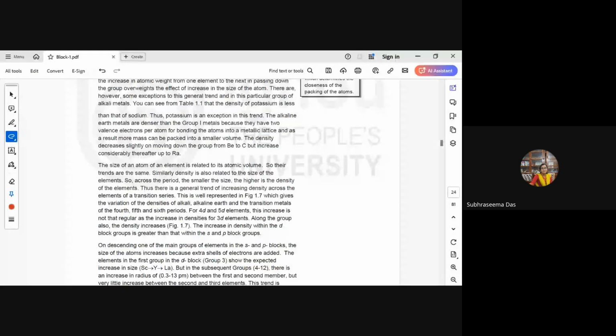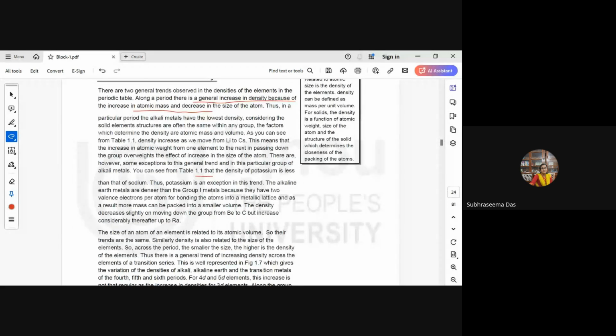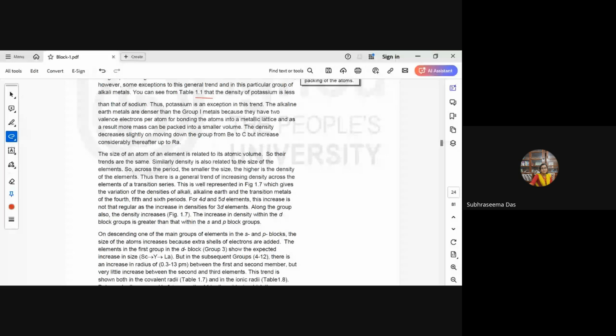From table 1.1, the various properties have been listed and you can see this. We know that the size of an atom is also related to its atomic volume. As the size is directly related to atomic volume, the trends follow the same way. Across the period, as the size decreases, the density is high. Thus there is a general trend of increasing density across the elements of a transition series.